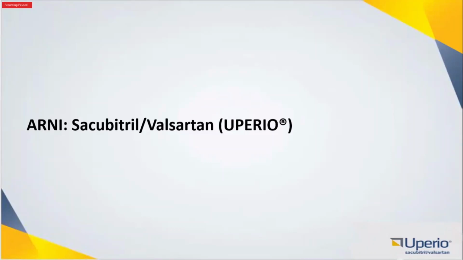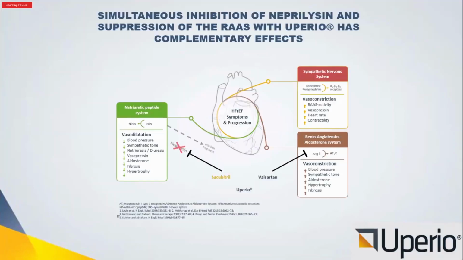So we will be talking now concerning sacubitril valsartan, which is Euperio. I'm sure quite a number of us have come across it. Either the cardiologist referred the patients to us with it, or we have prescribed it. This combination looks at simultaneous inhibition of neprilysin and suppression of the renin-angiotensin system, and it shows complementary effects.